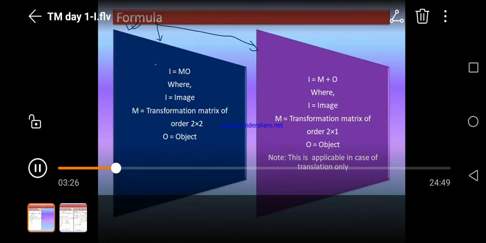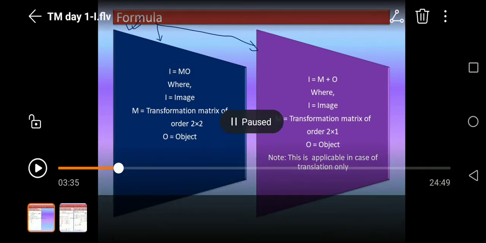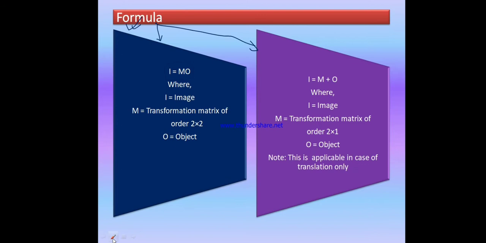Now here I'm going to talk about formulas. There are only two formulas used for this chapter. One is I equals MO, another is I equals M plus O. I equals MO, where the symbols have their usual meaning: I means image, M means matrix, the transformation matrix, and O stands for object in both cases.